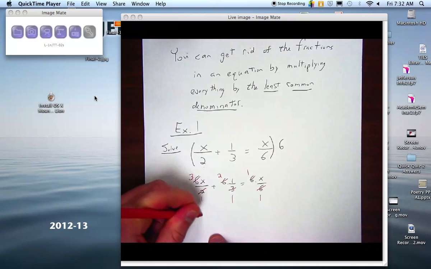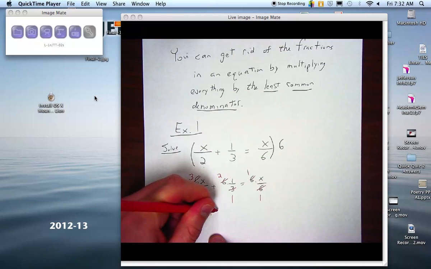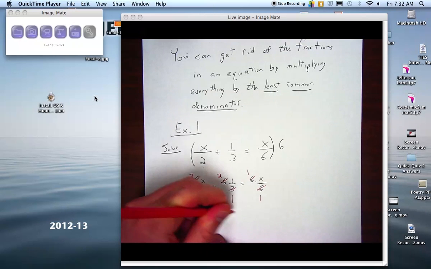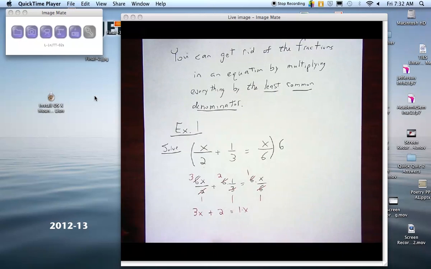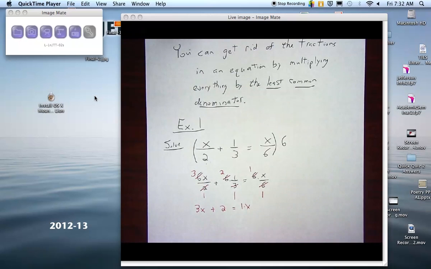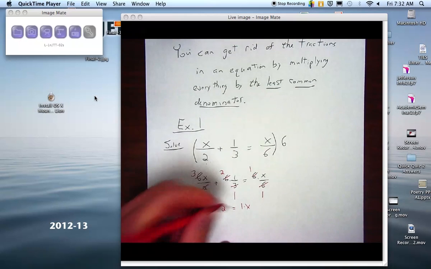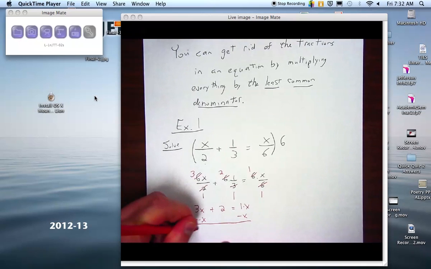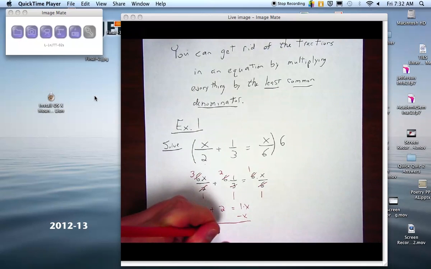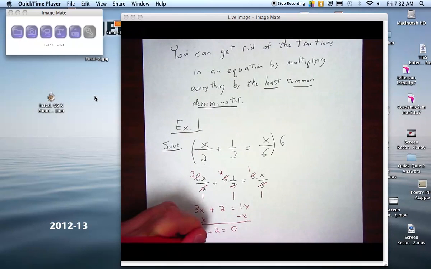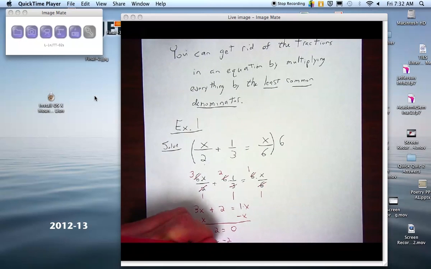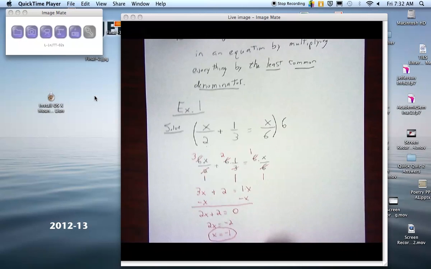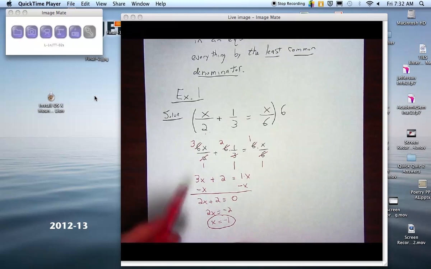And so now I see what's left. In this first fraction I have 3x, and the next fraction I just have a 2, and on the other side I have 1x. And so this is much simpler now. It has equations that just have x in it on both sides. I'm going to subtract x, get 2x plus 2 equals 0. Subtract 2 from both sides and divide by 2, and I solved. Remember, in this case we're solving for x. I actually figured out what x equals.